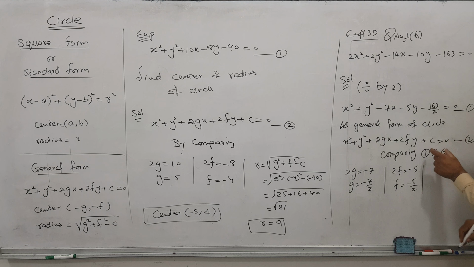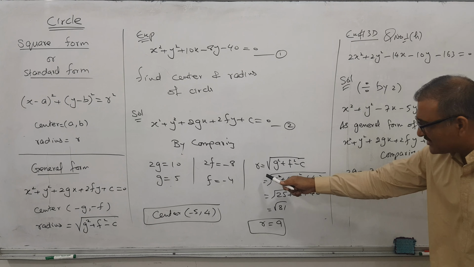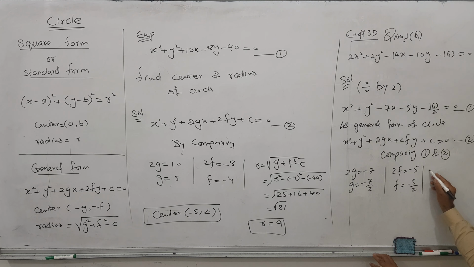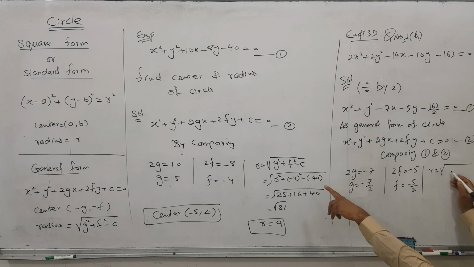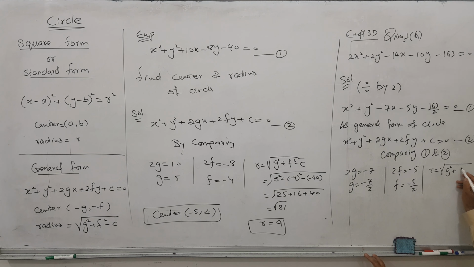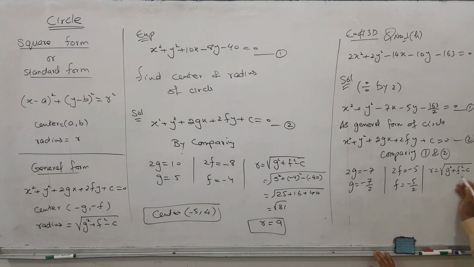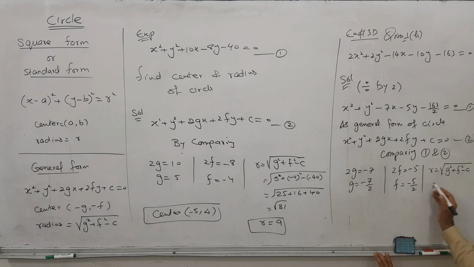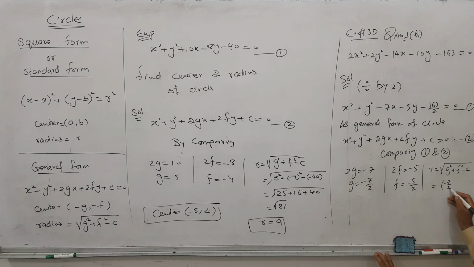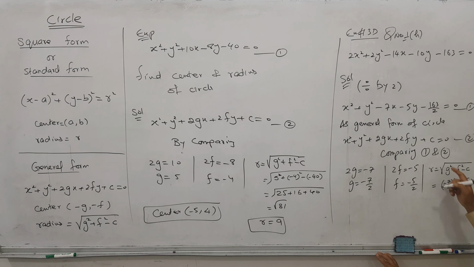Now, what is the radius formula we have? The radius is the root of g squared plus f squared minus c. So the g value is minus 7 by 2, the f value is minus 5 by 2, and c is minus 163 by 2. Taking the root of the whole gives us the radius. Okay, let me type it all together in the calculator.